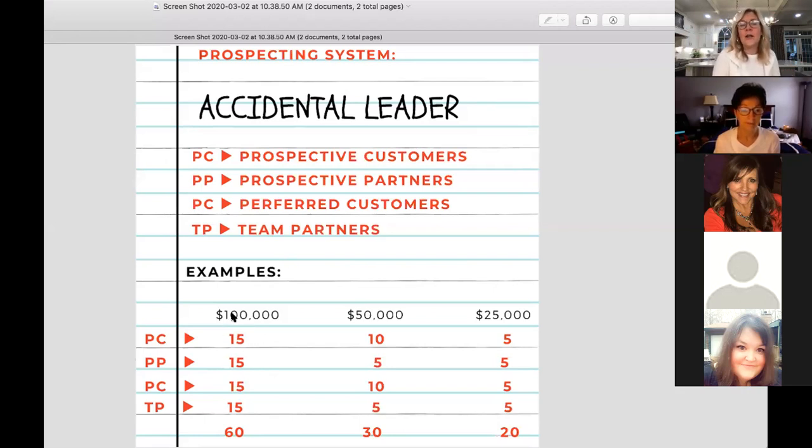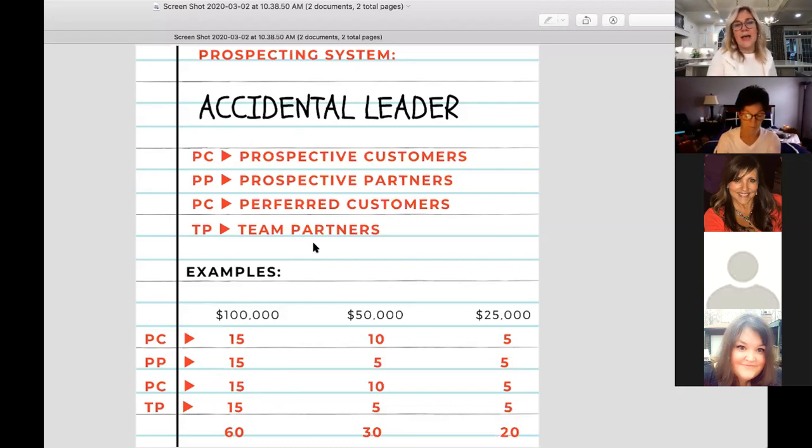So for me, per week, I need to connect with 15 prospective customers, 15 prospective partners, 15 of my preferred customers, and 15 of my team partners. So for me personally, it's telling me I need to make 60 connections a week if my goal is to make 100,000. Make sense? Give me a thumbs up. Yes, no. Makes sense. Okay.